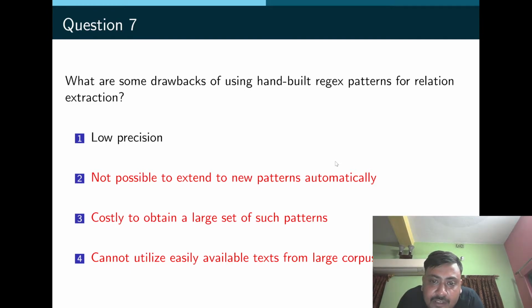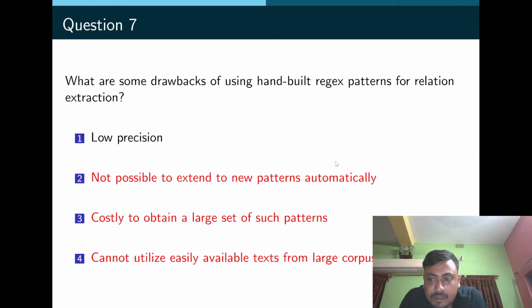And obviously because it involves manual handcrafted annotation, it is costly to obtain this large set of such patterns. You can only do a limited number due to cost of time, effort, everything. And also, when this manual process is done, the human being cannot take into account the entire huge corpus for building those rules. Those are built on some logic or known ideas. So that is why text of a large corpus cannot be utilized for this. So these are the answers.